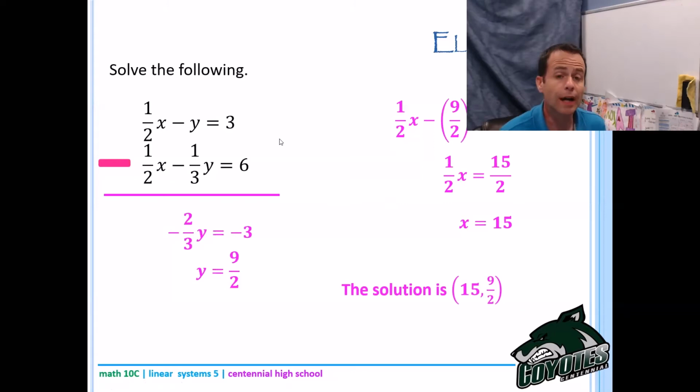Okay, so I did this one with fractions. If you didn't want to do this with fractions, you could have gotten rid of them at the beginning. You'd still get the same answer, so totally okay.